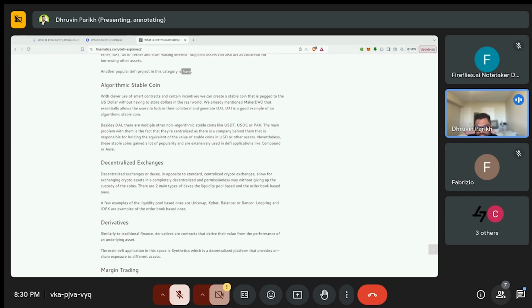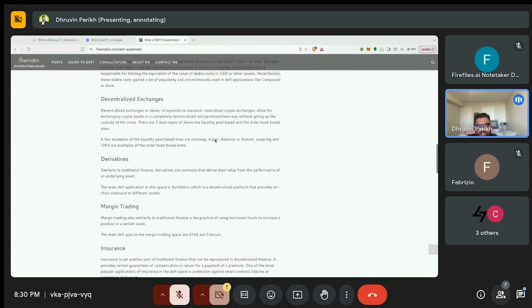USDT is also not algorithmic. The reason being they are all having backup of real US dollar in the banks. Decentralized exchanges, we know, you can just do peer to peer. You can just do an exchange based on constant product or constant sum formula. We're going to talk about that as well.